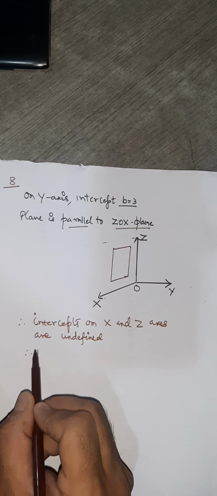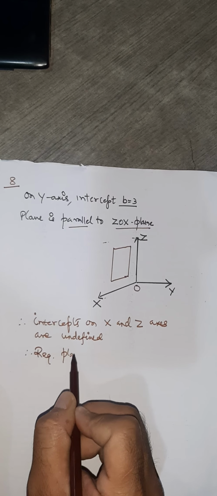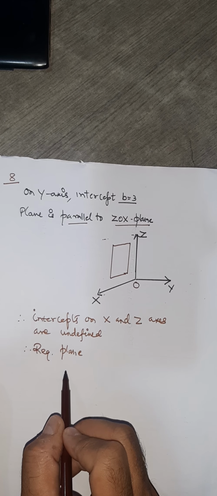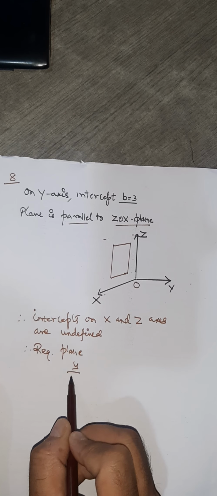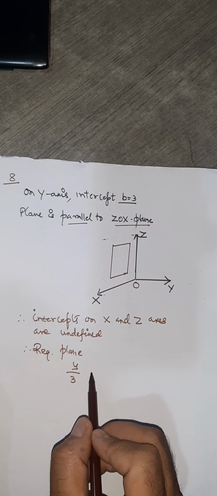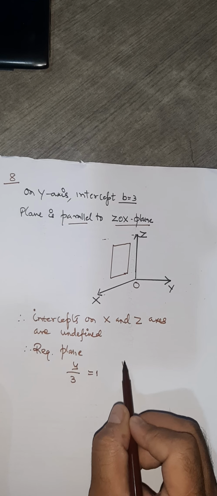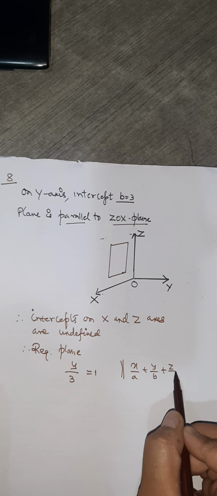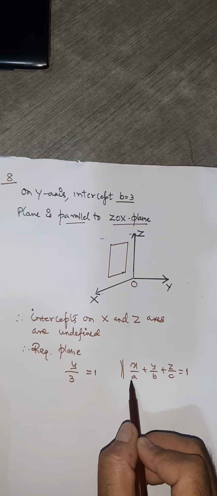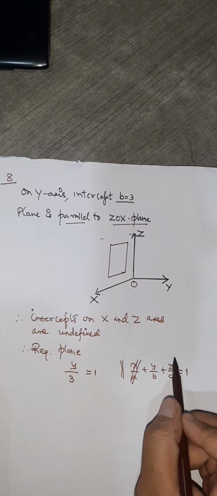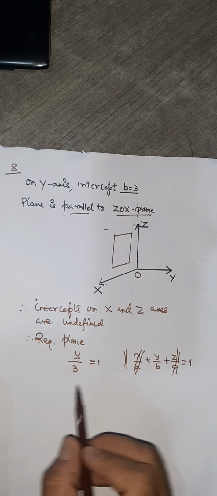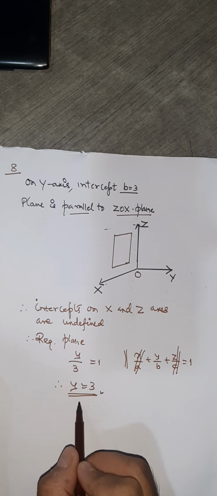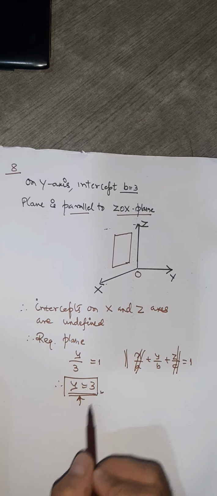Fine. So therefore the required plane here is x upon a (undefined) plus y upon b here. What is y upon b? Which is 3, plus z upon c (undefined) equals 1. Which form have you used? x upon a plus y upon b plus z upon c equals 1. But there, a is not defined, so this term will not be there. c is also not defined, so this term will not be there. You have just this one, and therefore y equals 3. Right? This is the required plane here. y equals 3.